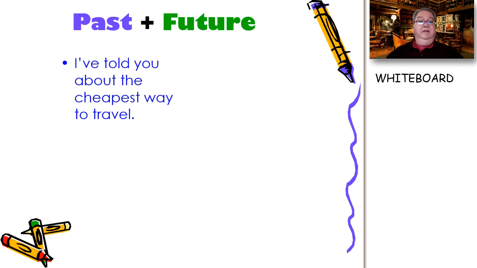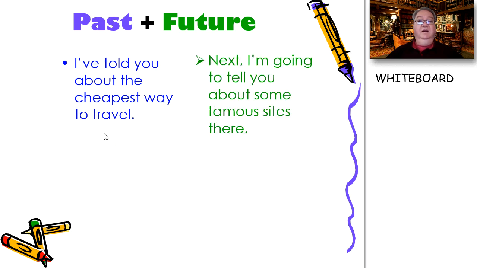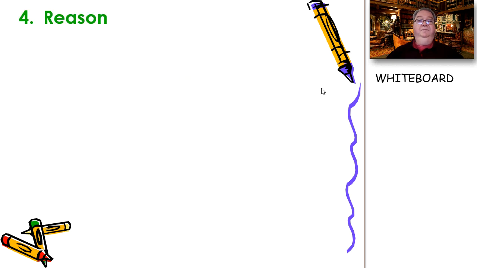So it would look something like this. If you're going to China, I've told you about the cheapest way to travel. That was point A. Next, I'm going to tell you about some famous sites there. I've told you, past tense. Next, I'm going to tell you, future tense. Now, notice here we use forms of tell: told, and going to tell. Try not to do that. Try to use some different verbs here. Okay, but this gives you the basic idea.